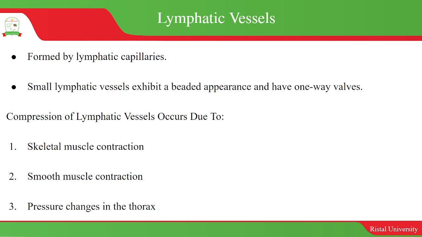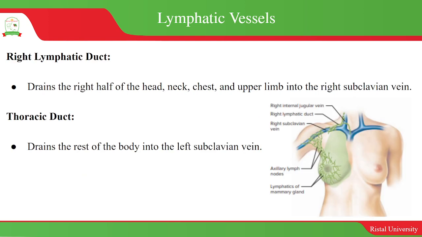So we say that the capillaries merge to form what we call lymphatic vessels. They also have one-way valves. These vessels can contract with the aid of contractions of the skeletal and smooth muscles, and also changes in the pressure in the thorax. Like we earlier said, the ducts are the ones that lead into the vein. So we have the right subclavian vein and the left subclavian vein.